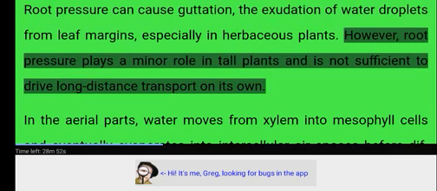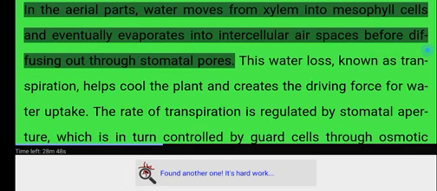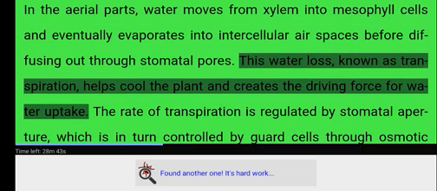However, root pressure plays a minor role in tall plants and is not sufficient to drive long-distance transport on its own. In the aerial parts, water moves from xylem into mesophyll cells and eventually evaporates into intercellular air spaces before diffusing out through stomatal pores. This water loss, known as transpiration, helps cool the plant and creates the driving force for water uptake.